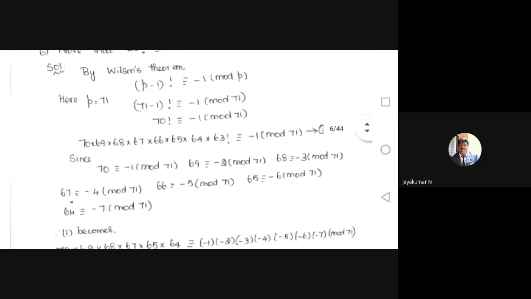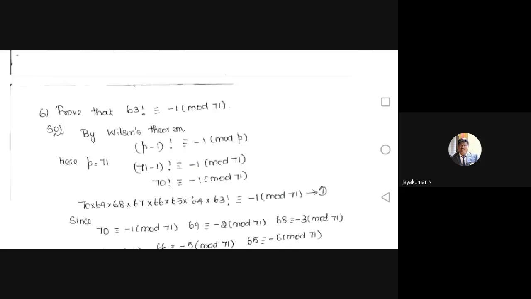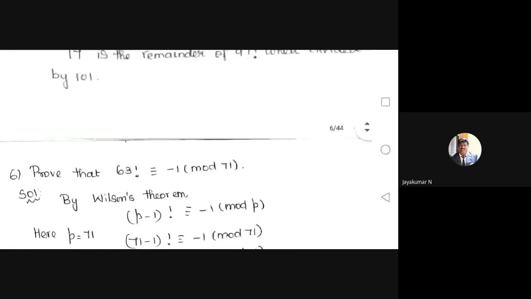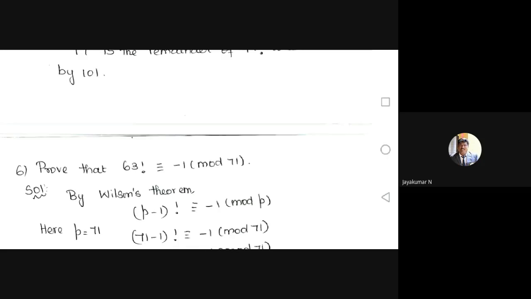In continuation, prove that 63 factorial is congruent to minus 1 under mod 71. Which means, it is like the previous problem: when 63 factorial is divided by 71, we can get the remainder minus 1. This will be proved by using Wilson's theorem.